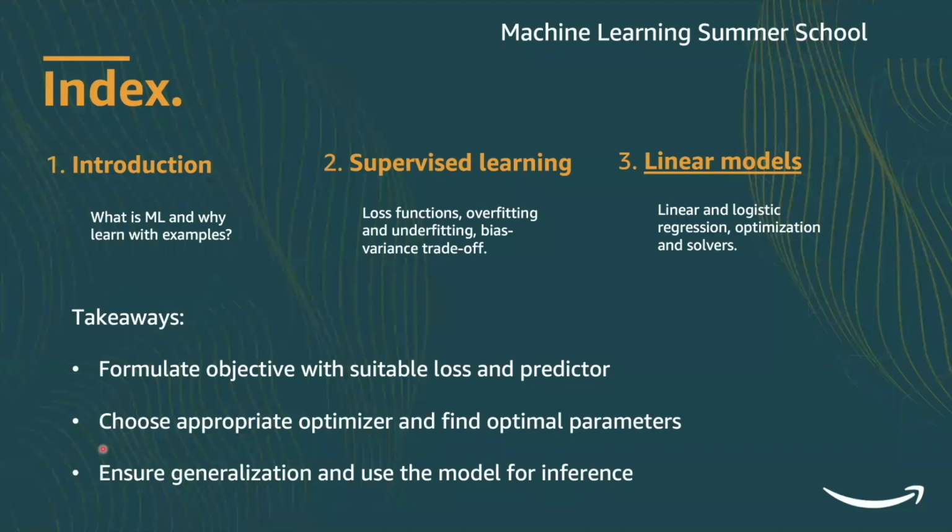So the summary is: we find a suitable loss and predictor and an appropriate optimizer, and solve for the optimal parameters, paying careful attention to generalization, and use the final model for inference.